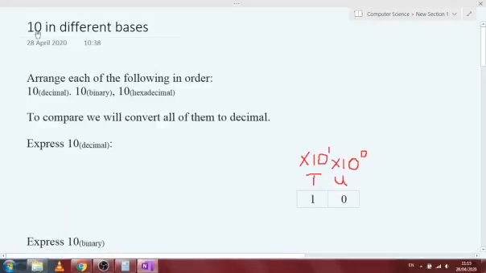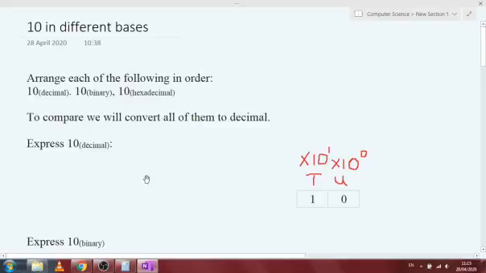In this video, we're going to take a look at 1, 0 in different bases. I'm not going to say 10, or try not to, because 1, 0 makes a lot more sense when we're talking about different bases. So our question here is: arrange each of the following in order. We have 10 in decimal, 1, 0 in binary, and 1, 0 in hexadecimal. So we'll need to find a common family to write them in so we can compare and see which is the biggest. So I'm going to choose decimal.